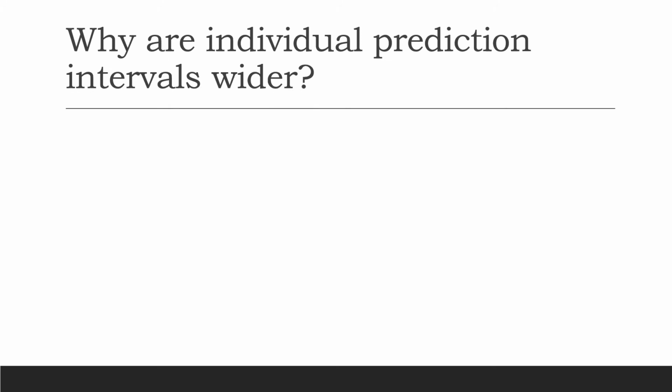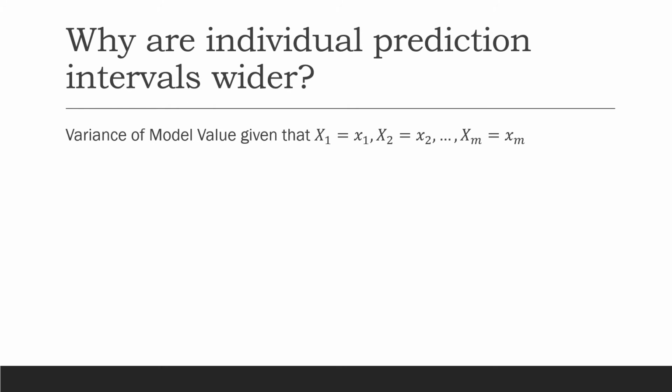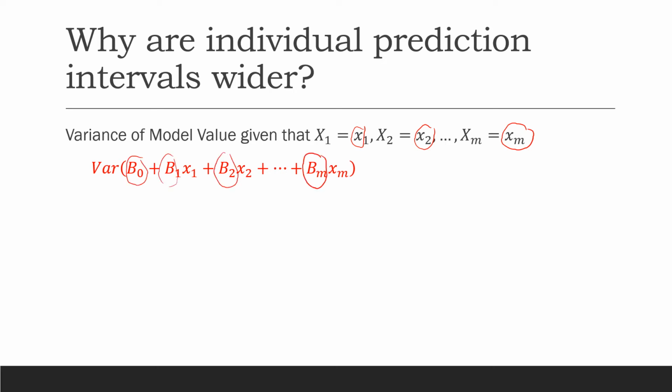So why are the individual prediction intervals wider compared to the confidence intervals? The variance of the model value, given that I have chosen fixed values, little x1, little x2, up to little xm for my explanatory variables, can be written this way. Keep in mind that here it's the coefficients that are random. So I'm thinking about variability in these coefficients like I looked at in the last video. And because I've chosen values of x1, x2, and xm, those are actually constants.